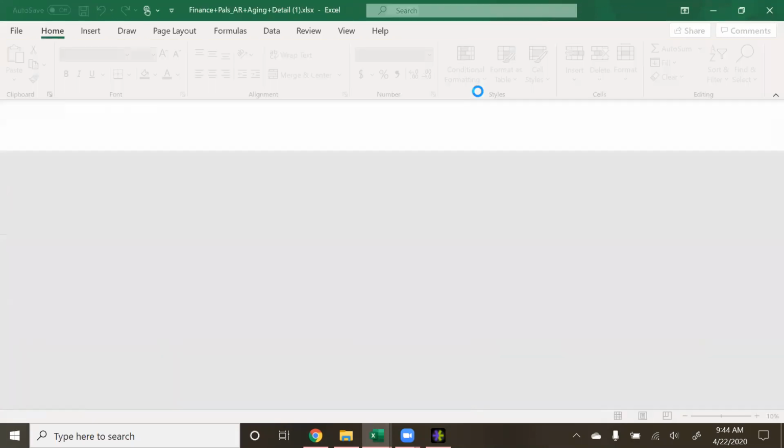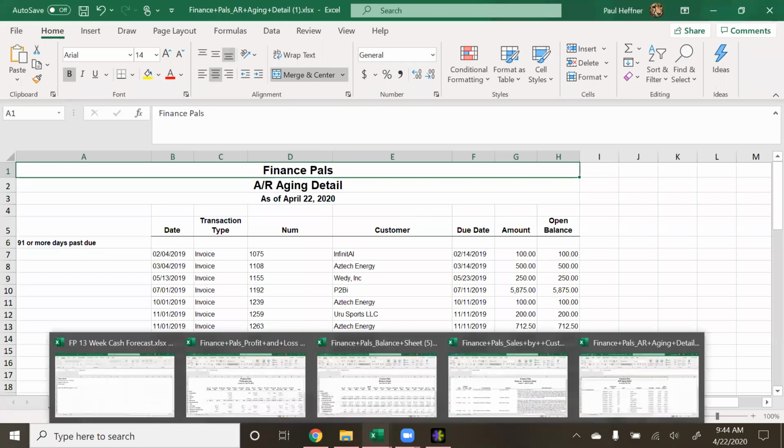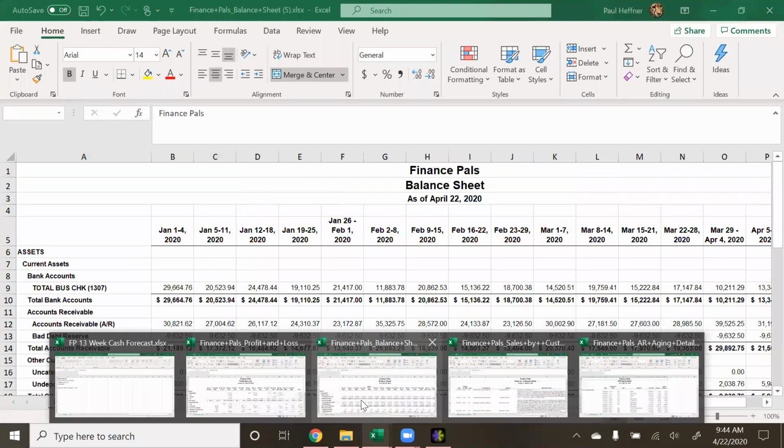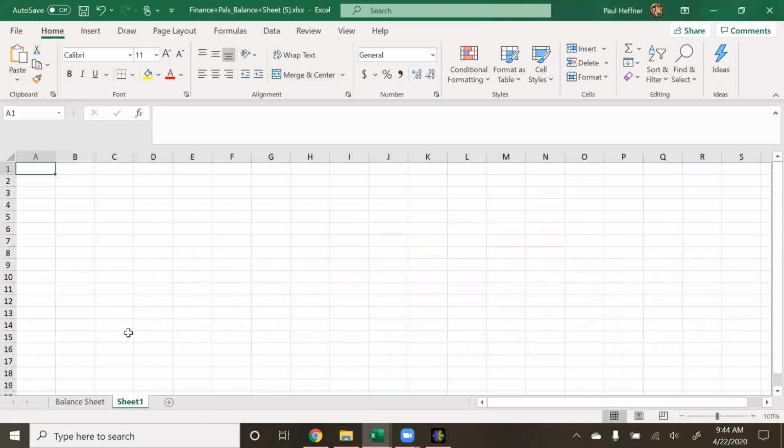Okay, we've got all of our files open. So let's get into the balance sheet here. We'll use this as sort of our main file. So this is where we'll create our forecast.